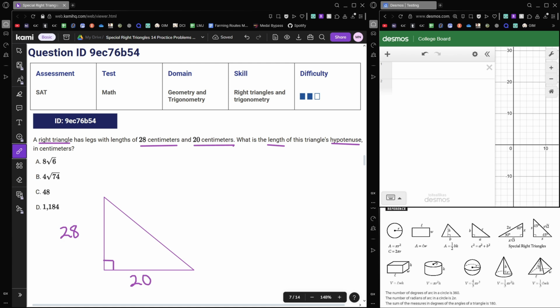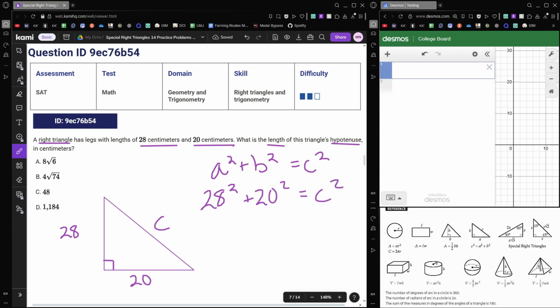Anyways, the Pythagorean theorem is a squared plus b squared equals c squared, or you can look in the bottom right hand corner. This of course is going to be c, because that's your hypotenuse. And now you can go ahead and start plugging in values. It doesn't really matter what you use for A or B. So 28 squared plus 20 squared is equal to c squared. And now you can solve this by hand, or let's put it in Desmos.